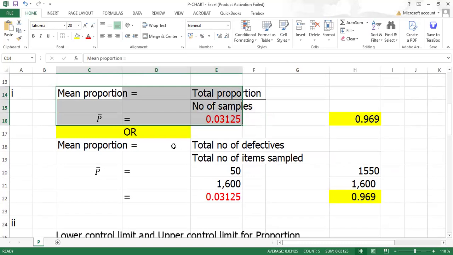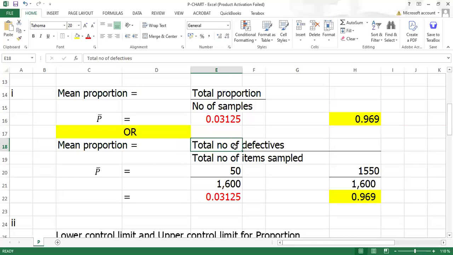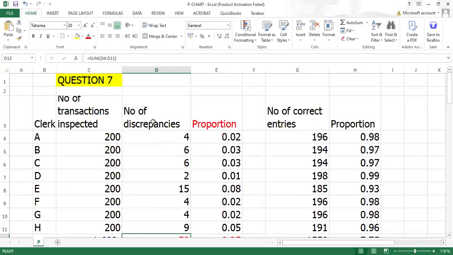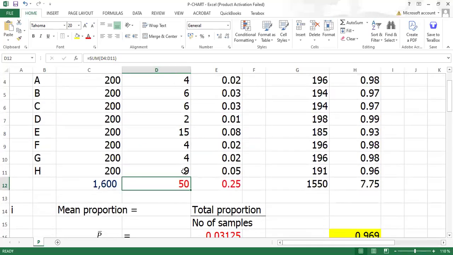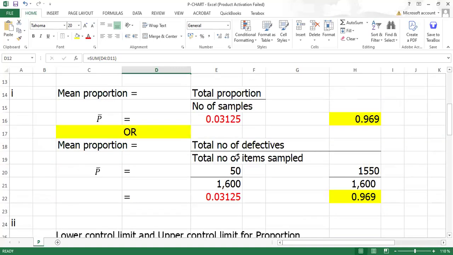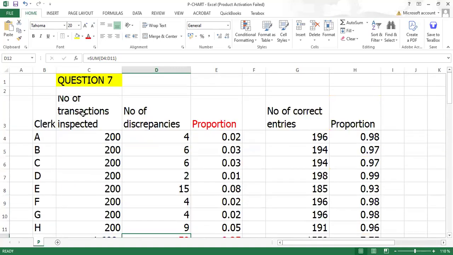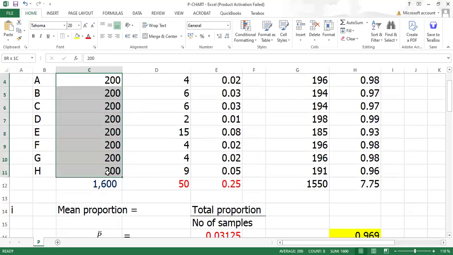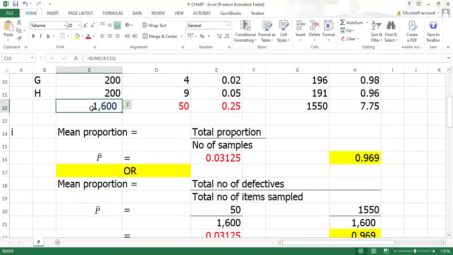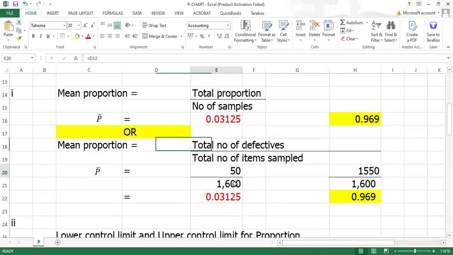If you use the second formula, you get the total number of defectives, which is 50. The number of defectives are here, you add. Then over the number of items sampled, which are the number of transactions inspected. What is the total number of transactions inspected? You add all these, and that's where you get 1,600. I substitute in the formula and you get the same answer.